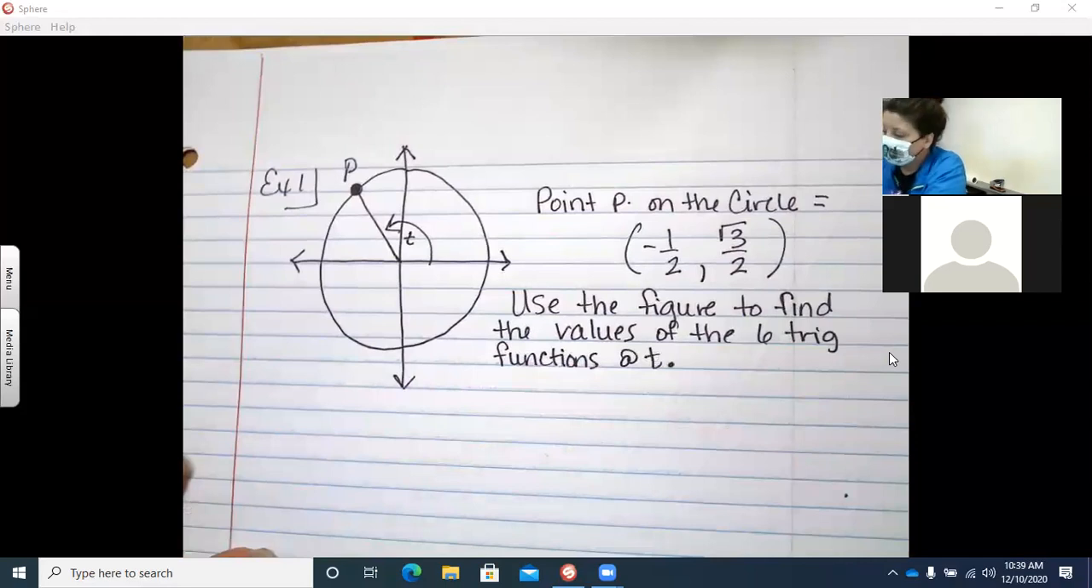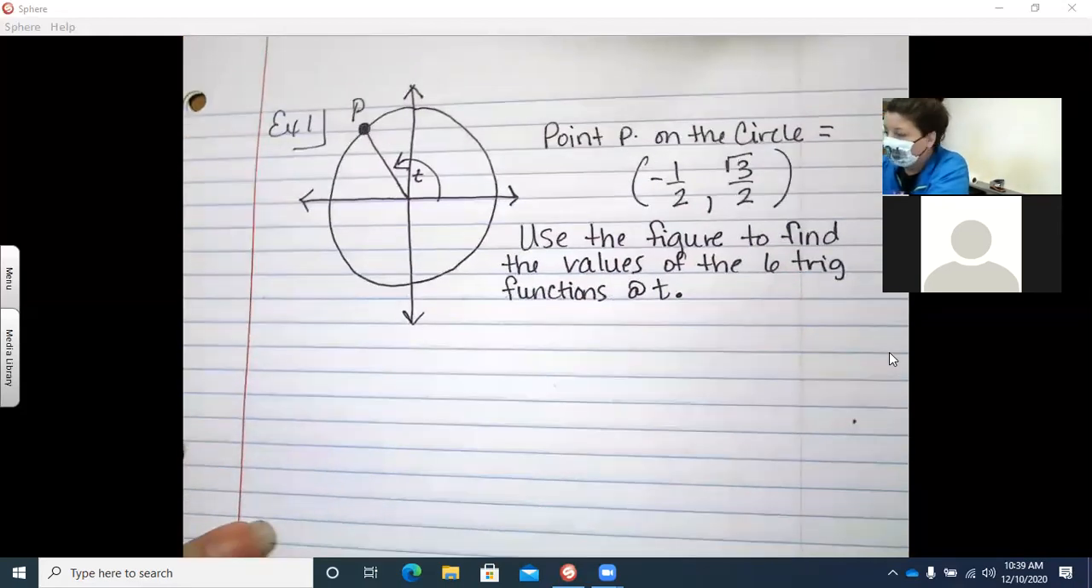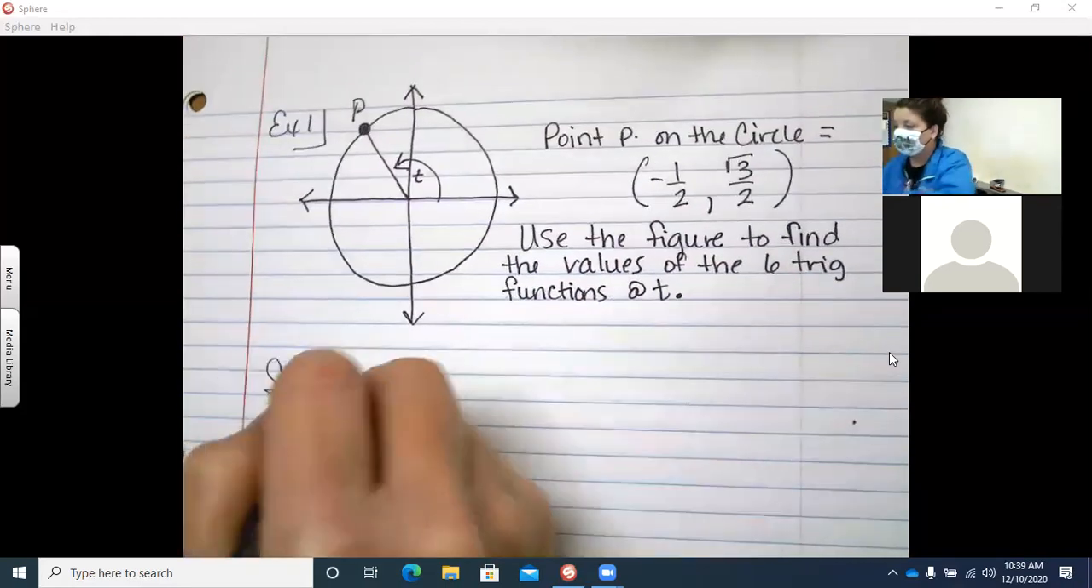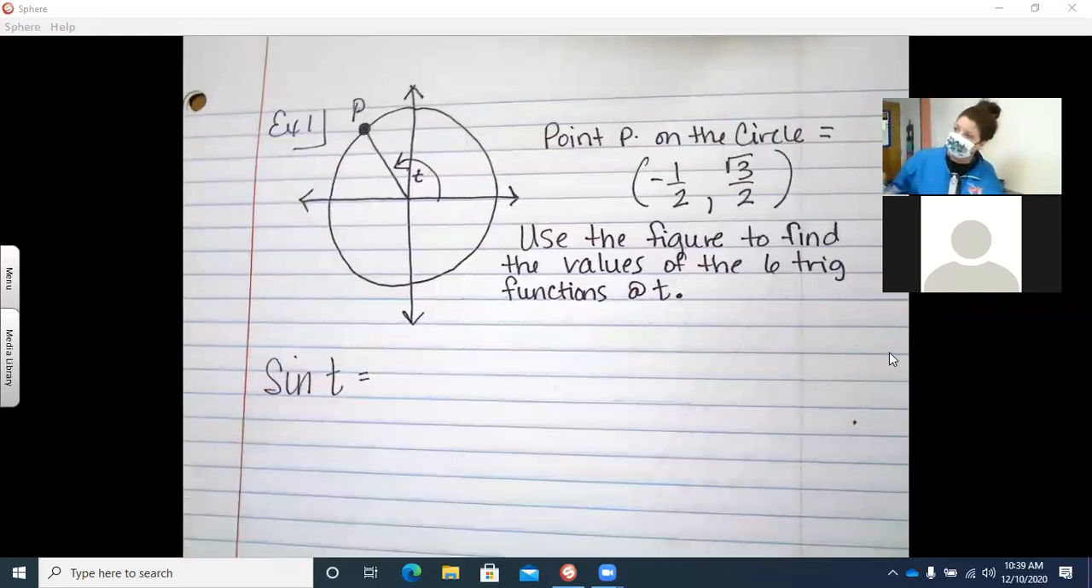All right, so first of all, let's find the sine of theta. They labeled the angle as T, so we're finding the sine of T. Well, do we have to do any work here, or can we just tell what the sine of T is? What did we say last class? Cosine is your x, and sine is your y.